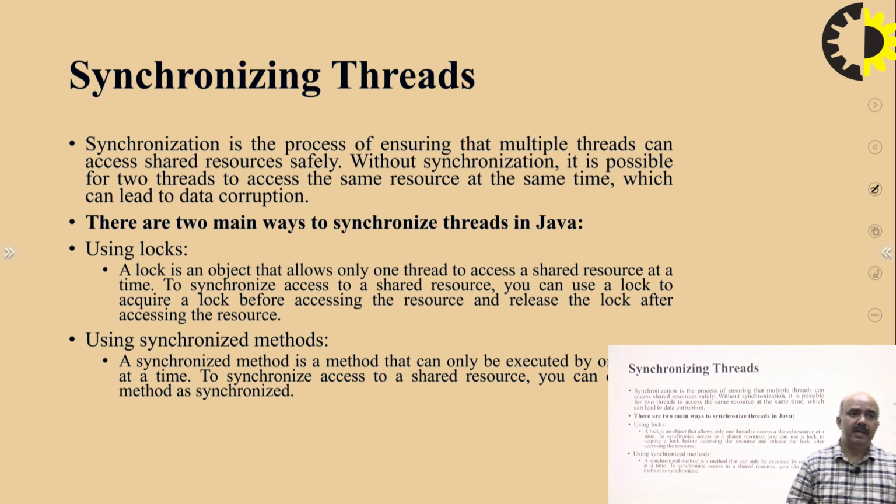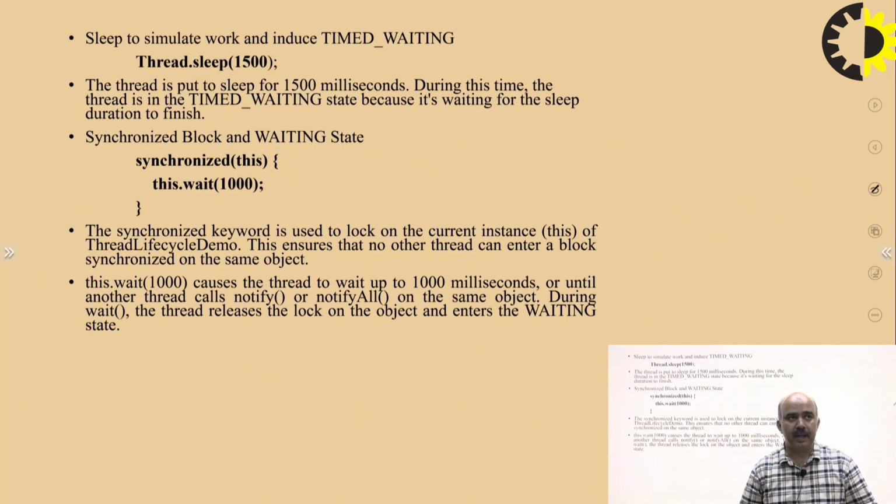A synchronized method is a method that is executed by only one thread at a time. So for synchronized access to shared resources, you can declare a method as synchronized. There are different stages through which the synchronization can happen, the various stages through which threads get the resources. If a thread has to wait for a certain period of time, let's suppose it has to move to the sleep state.